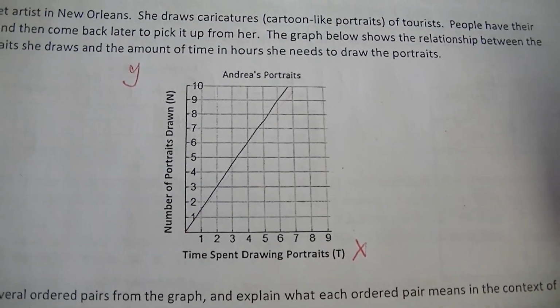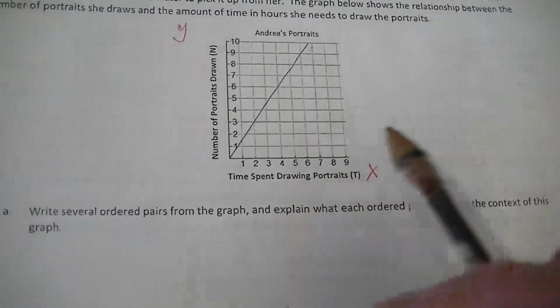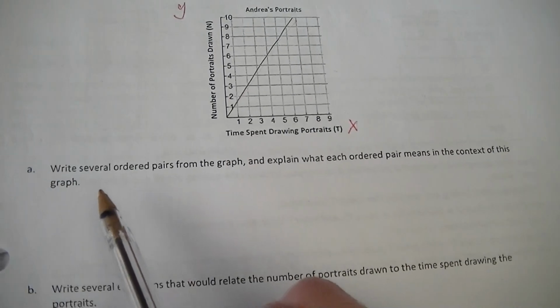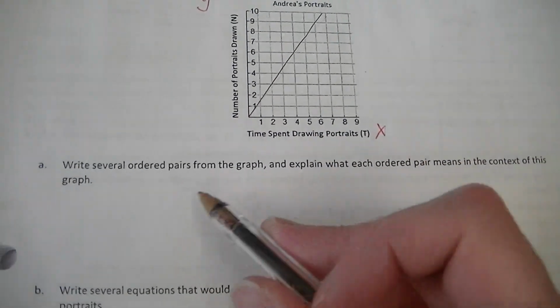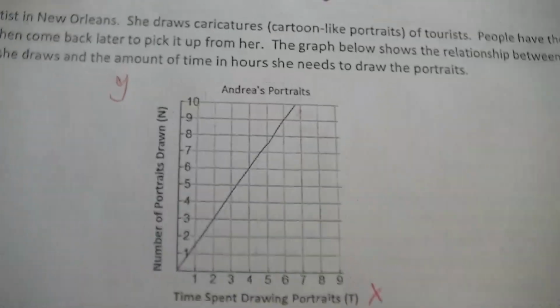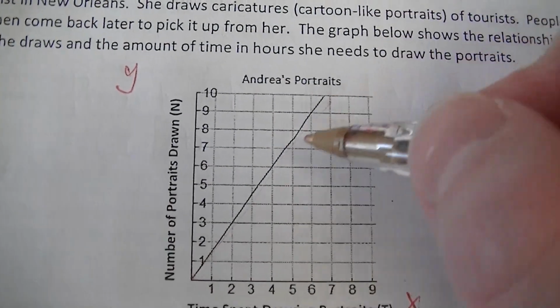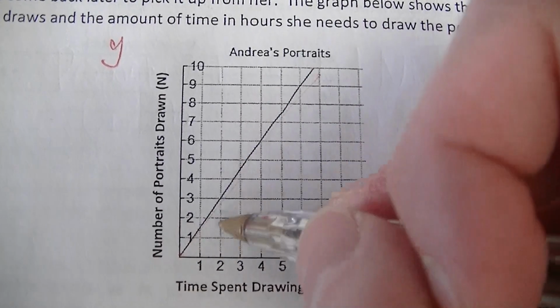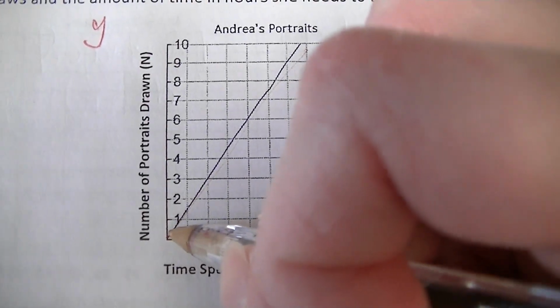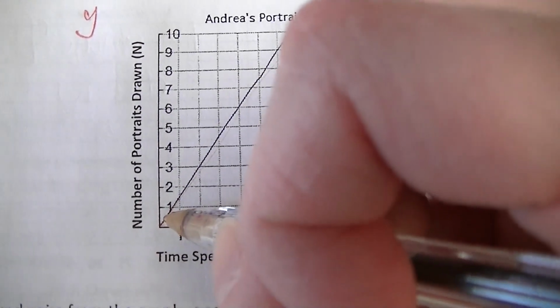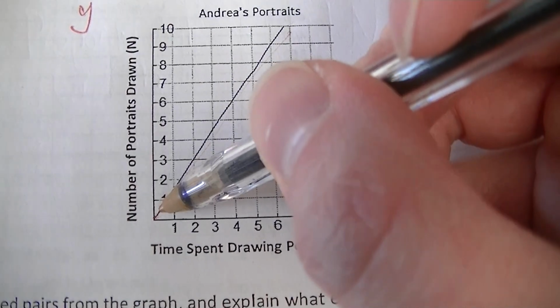Letter A says write several ordered pairs from the graph and explain what each ordered pair means in the context of the graph. So I'm going to find just a couple of ordered pairs here, and I'm going to make sure they're at perfect intersections with the grid lines of the graph. I know that the whole entire line is points, but I don't know the exact ordered pair for this one, for example. I don't know it, okay?